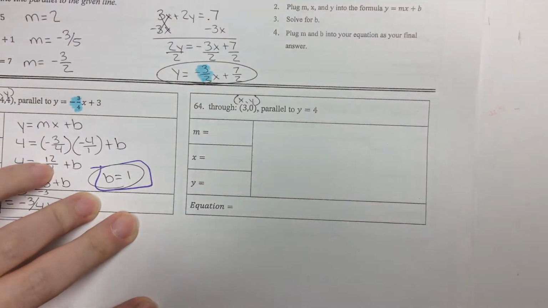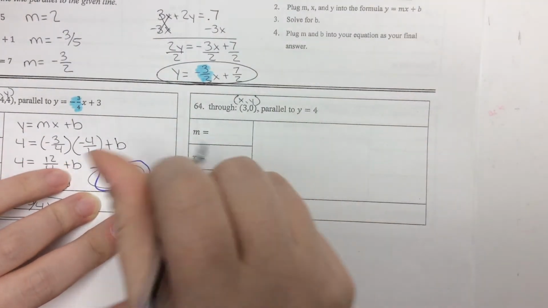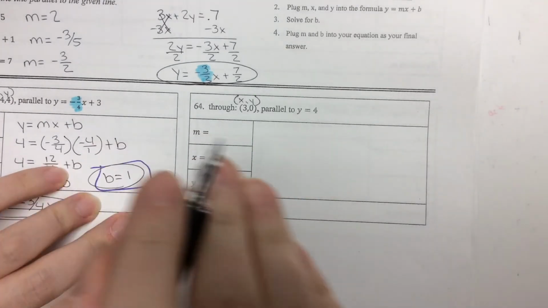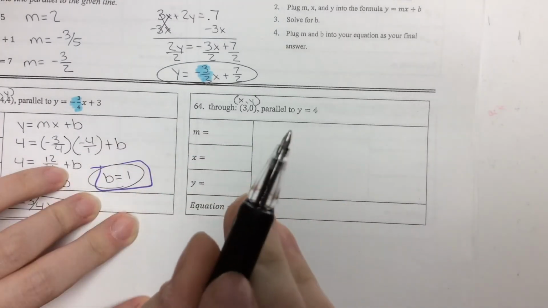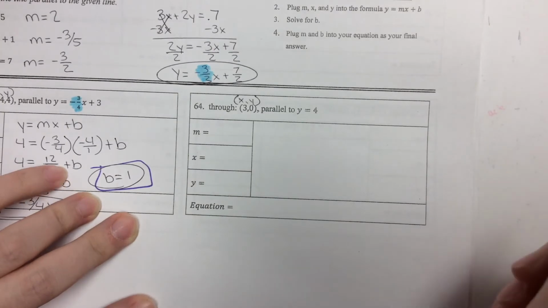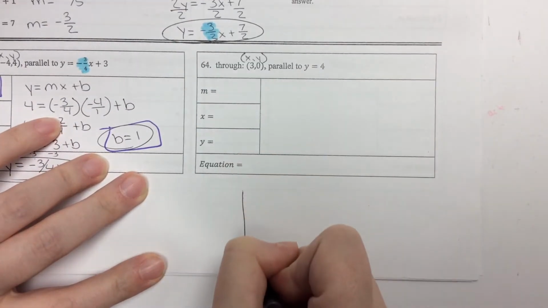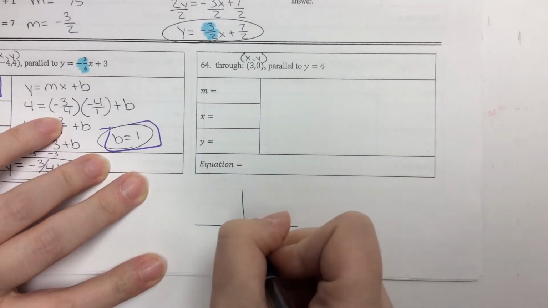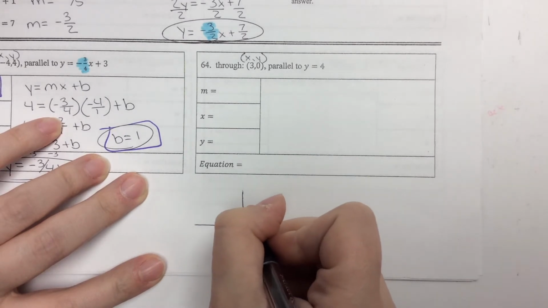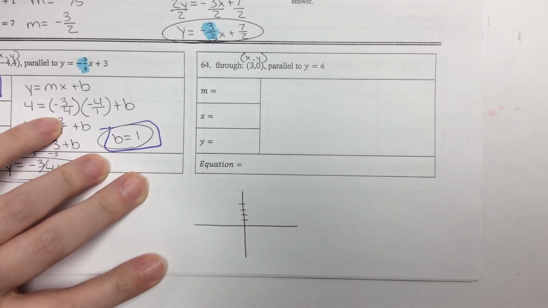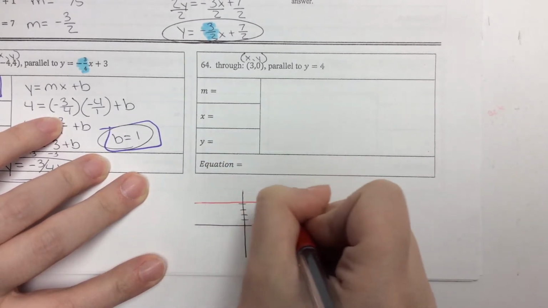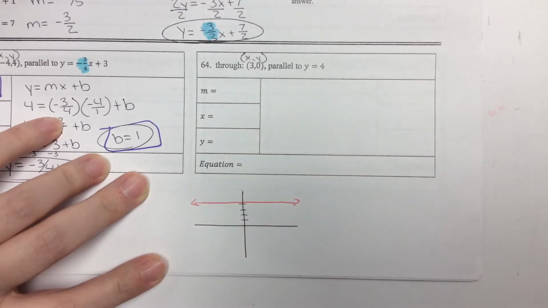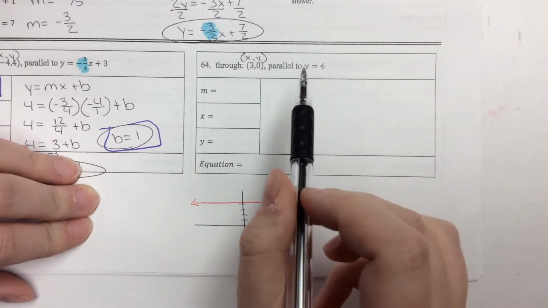Let's think about this for a second. y equals 4 is going to be a horizontal line that goes through the y-axis at positive 4. Just on a side note, it looks like this. Okay, y-axis at positive 4, and the line would look like this. So that's the graph of this line right here.